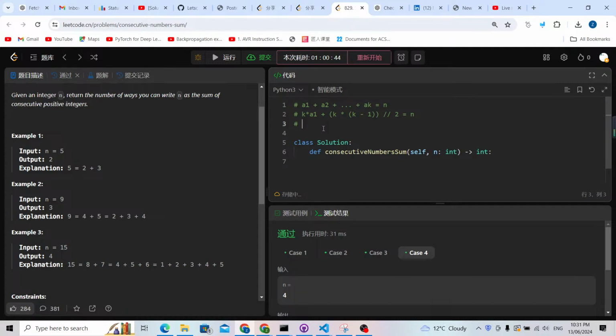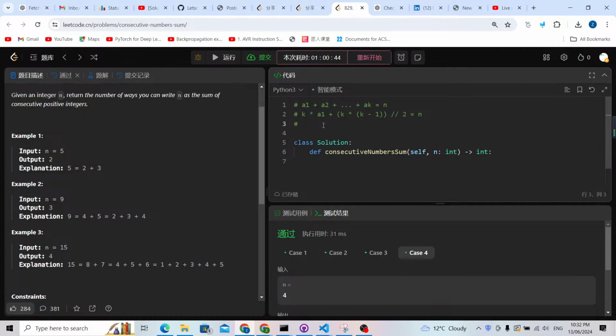But before that we need to analyze this. We have k times a1, and this a1 should always be more than or equal to 1, right? Because a1 is the first number. It's going to start from 1 or 2 or any other number. So this means a1 is more than or equal to 1. So from this formula we can get some result.